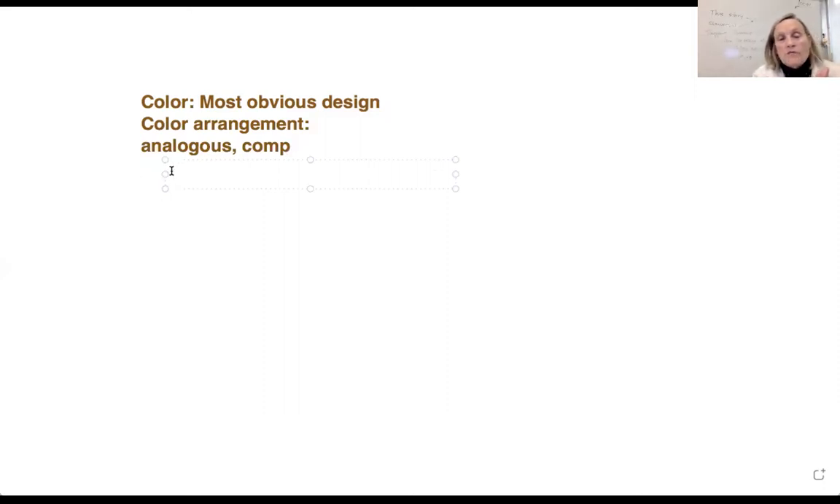in terms of the three things we talk about with color, it can be hue, it can be value, or it can be intensity or saturation.